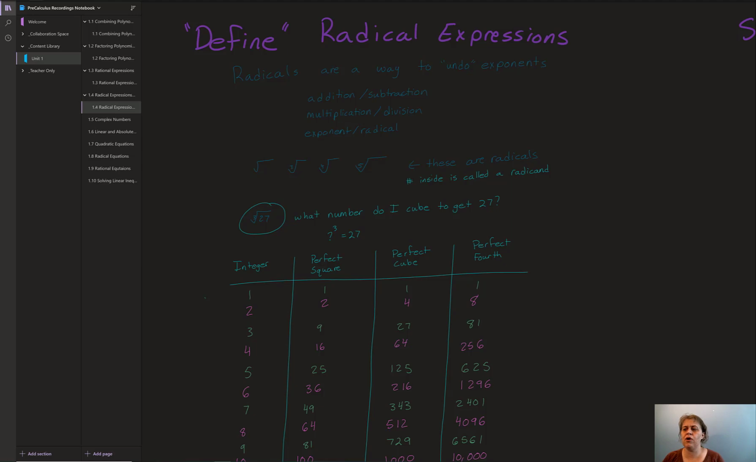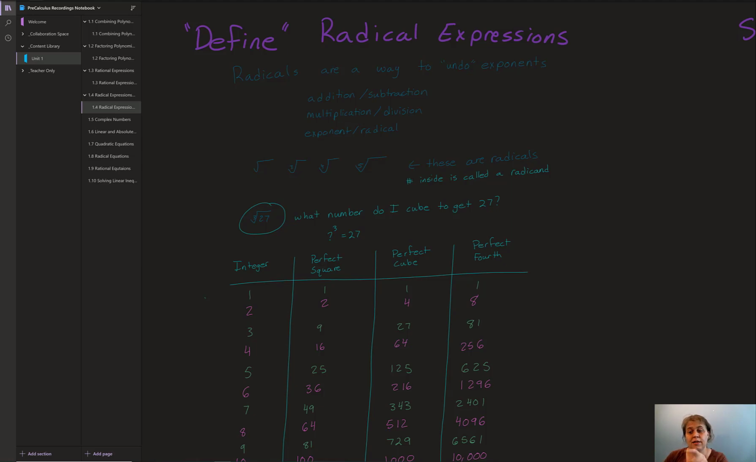So radicals are a way to kind of undo exponents. We have a lot of ways to undo things in mathematics. We don't like being able to do something without being able to undo it. So addition, we come up with subtraction, multiplication, there's division. Exponents have radicals. So square root, cube root, fourth root, fifth root, these are all radicals.